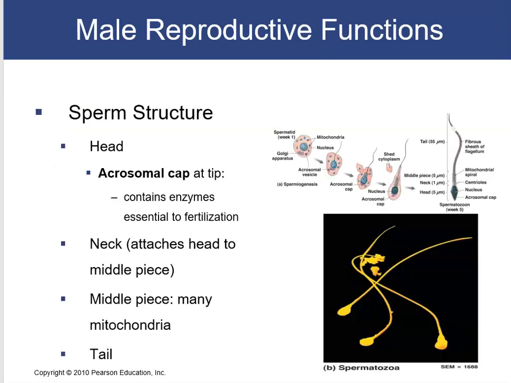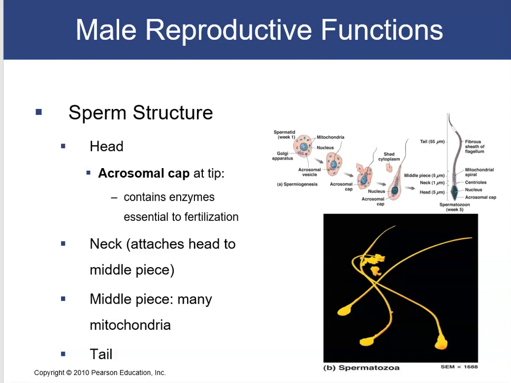Let's look at the structure of a sperm once they are finished. Each sperm will have a head. This is where you find the nucleus. At the tip of the head, there is an acrosomal cap. This cap contains enzymes that are essential to the fertilization process. Just behind the head, there will be a neck. This attaches the head to the middle piece.